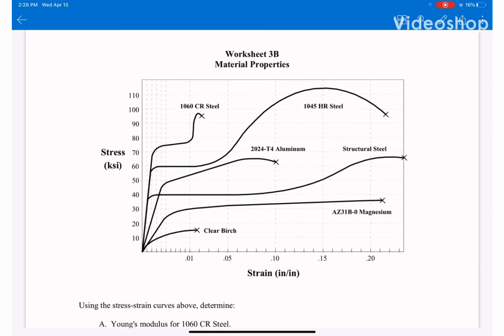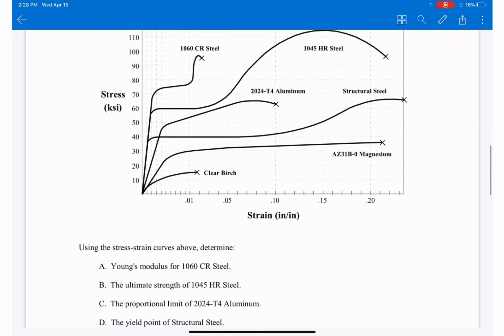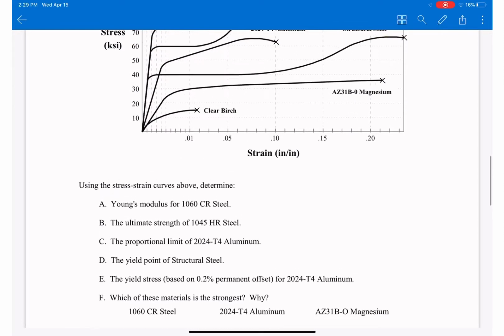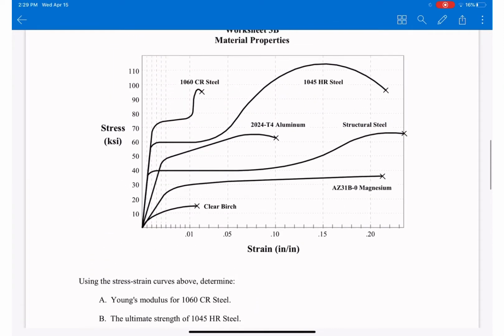Worksheet 3B, material properties. In this case they give us multiple normal stress and normal strain curves for different materials: 1060 CR steel, 1045 hot rolled steel, aluminum, structural steel, magnesium, and clear birch. From that we asked a few questions. The first one is, what is the Young's modulus of 1060 CR steel? So what is 1060 here?